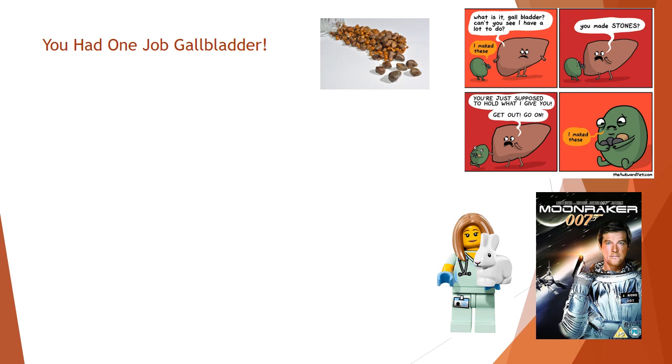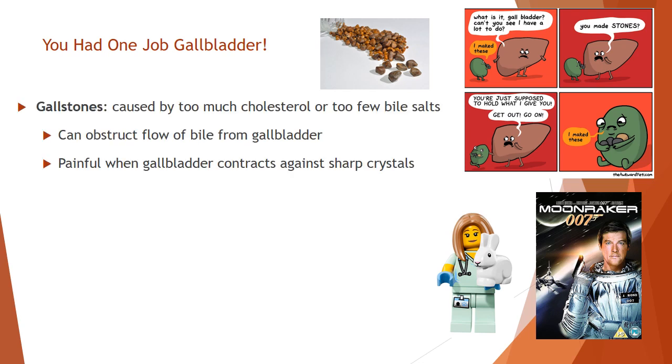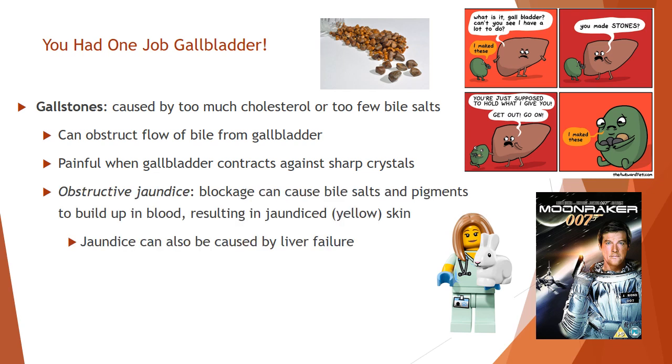Okay, gallbladder. You can make gallstones. Its main job is just to store bile, but even that can go wrong. So man, what a worthless organ. These gallstones can obstruct the flow of bile from the gallbladder. It can be very painful. Sometimes you can have sharp crystals in there, and that can cause some issues. The blockage can cause jaundice, and it can cause a buildup of various things inside the blood. And that's not good.